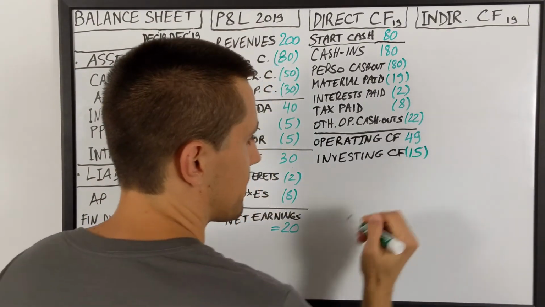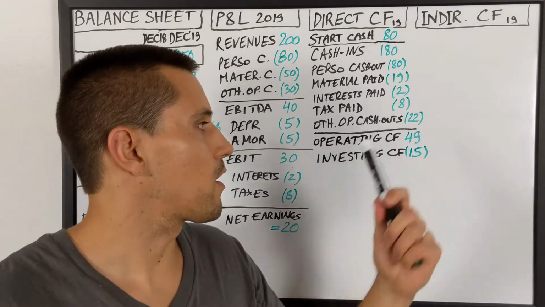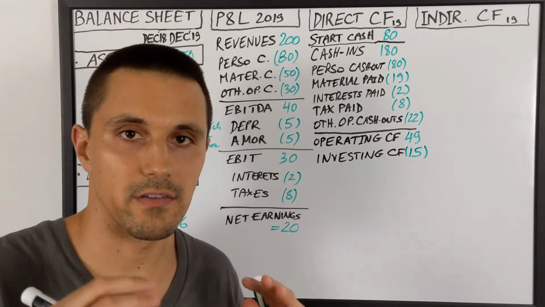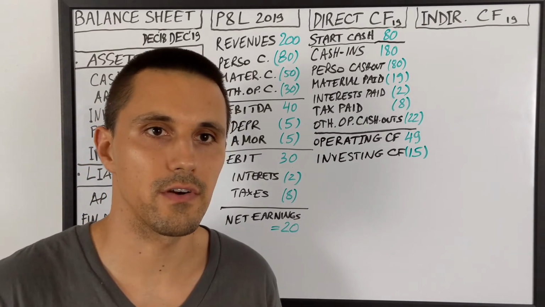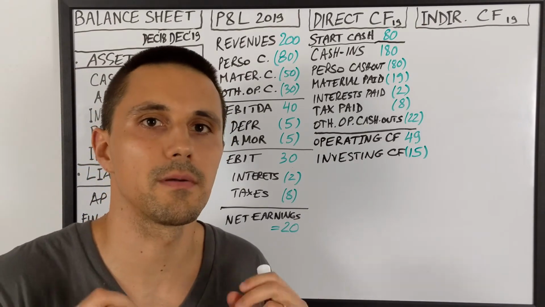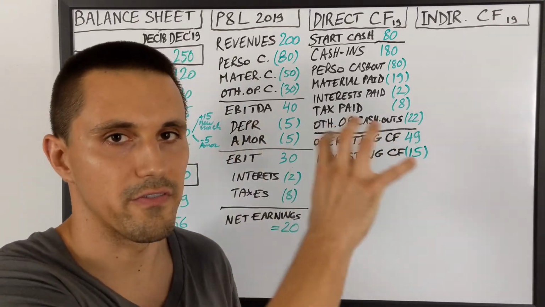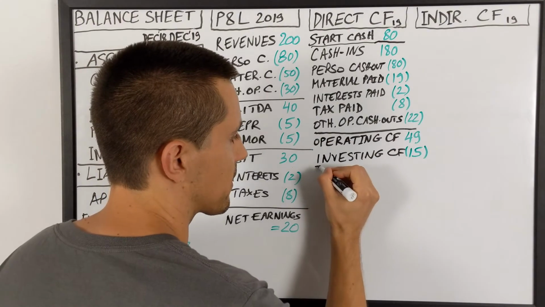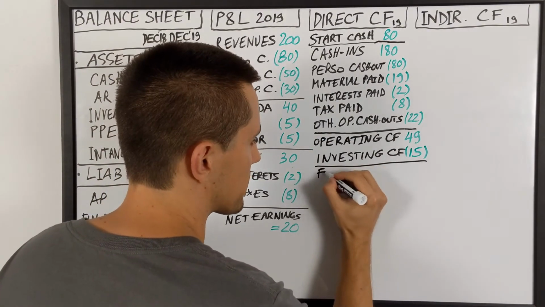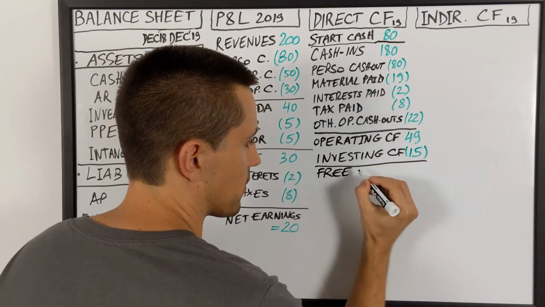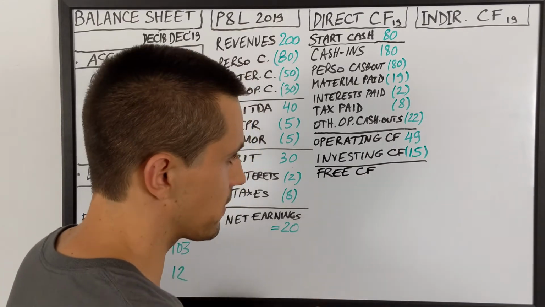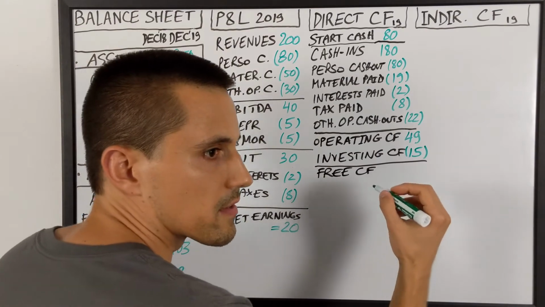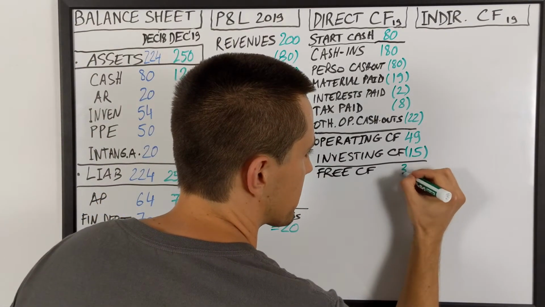Okay, now that we know what operating cash flow is and what investing cash flow is, we're gonna talk about free cash flow. Free cash flow is one of the most important metrics in all the financial statements here. So operating cash flow minus investing cash flow leads to what is called free cash flow. And free cash flow, it's operating minus investing. So this is plus 34 in this case.